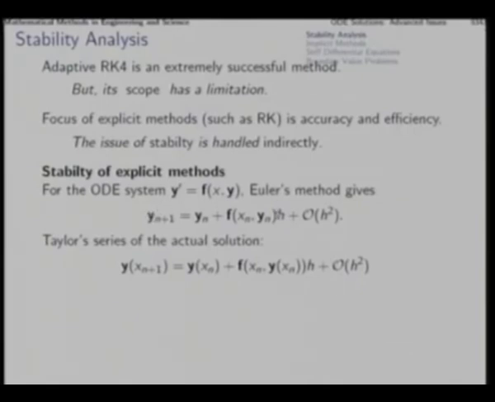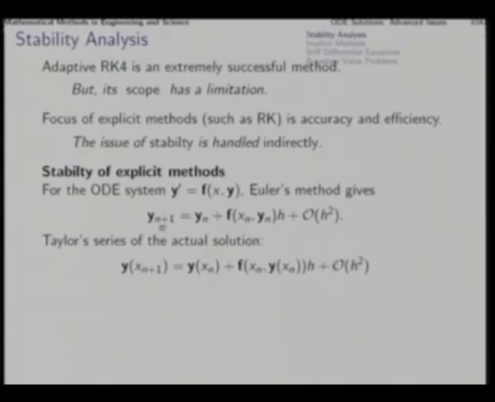The Euler's method gives us this. From yn, we get yn plus 1 through this relationship, which we saw in the previous lecture. Now, Taylor series of the actual solution around x equal to xn is this: y at xn, that is the true value of y at xn, plus f evaluated at this correct x and correct y into h plus higher order terms.